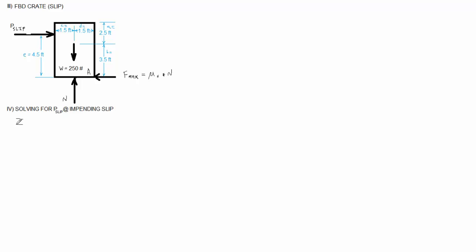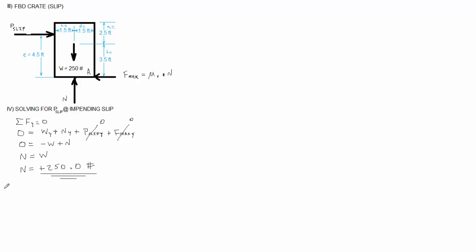So I'm first going to apply static equilibrium to the Y direction. And of course you can see here that P slip Y and F max Y both are 0. 0 then equals a negative W plus N, which means that N equals W. Once again, you have to be very careful. That's not always the case. It was not the case in the example I used with the crate that was sliding down the slope.